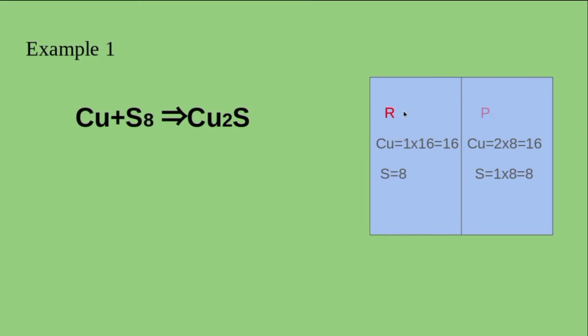Now this is perfect, so we could go to the reactant side of the copper and do 1 times 16, which will give us 16. This equation is now balanced.